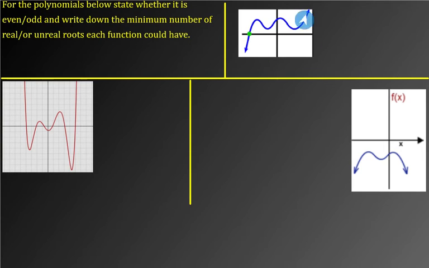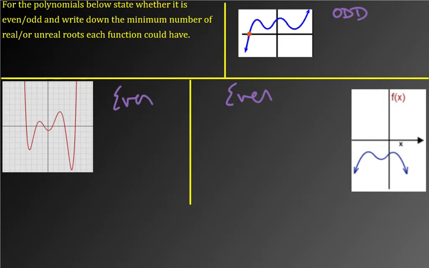So, this first one up here, ending in opposite directions, so it's got to be odd. This one down here, it's ending in the same direction, so it's got to be even. And then the last one here, ending in the same direction, so it's got to be even again. And in terms of roots, okay, a real root is always just going to be like this green dot right here that I now just made red. It's always going to be like a spot where it crosses the x-axis.